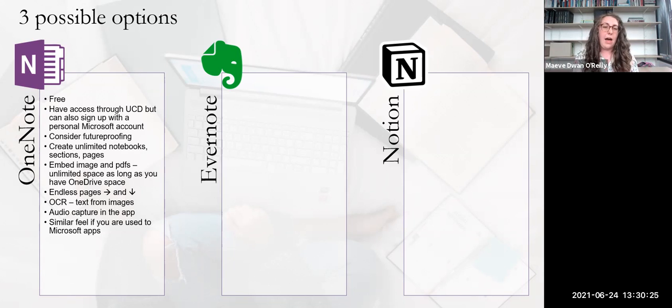I personally do. It does have OCR, which I can't remember the exact full thing of that, but basically if you put in an image that has text in it, you can copy and paste that text out of the image. So if you put in a screenshot of this PowerPoint slide, you would be able to select the text and take it out. Also, if you search within OneNote, it'll also search the text within images, which is pretty cool. You can also audio capture in the app. So if you want to talk to the app and have it type for you, you can do that. And if you're used to Microsoft apps, it has a very similar feel. There are a lot of extra features, but it does feel broadly similar.